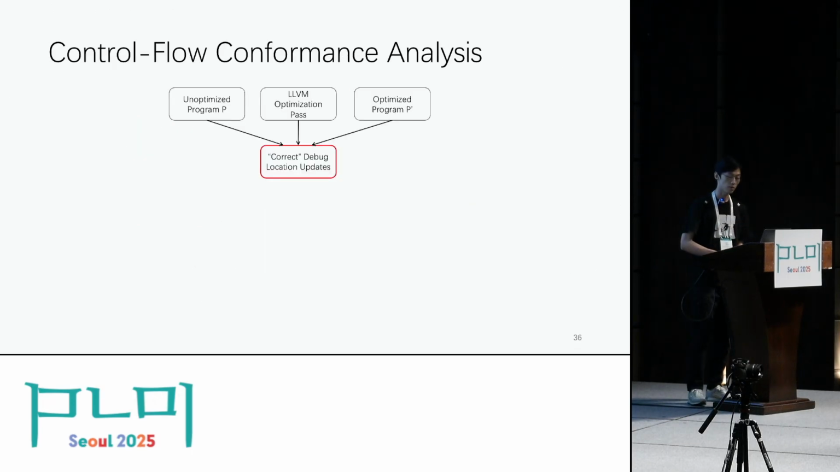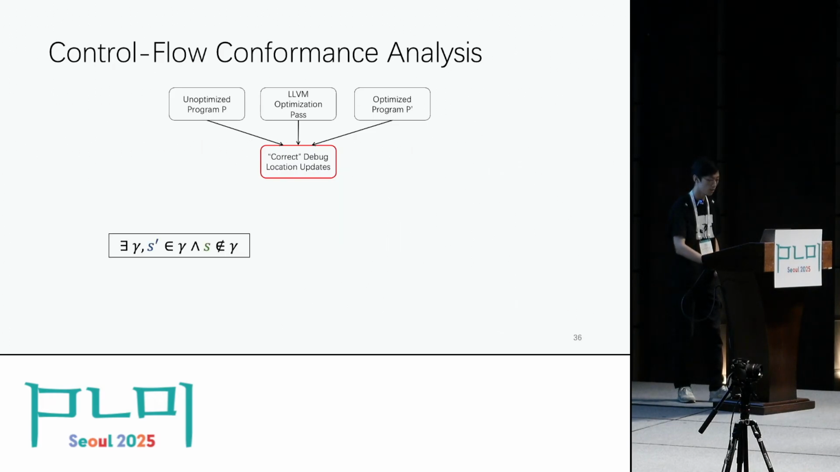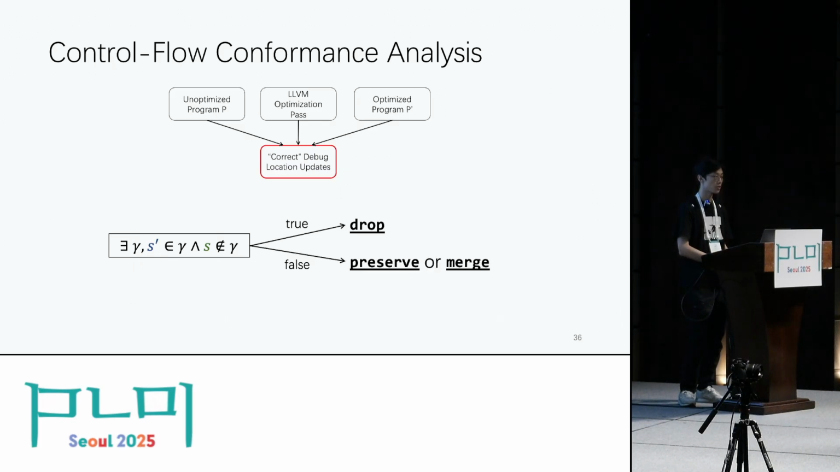Therefore, we propose control flow conformance analysis to determine the appropriate update operations that enforce the conformance relation. Specifically, the control flow conformance analysis checks whether there is a control flow path which contains the destination instruction but does not contain the source instruction. If there exists such a path, the update operation is dropped. If there is not, the update operation is preserve or merge, which means we keep the debug location.